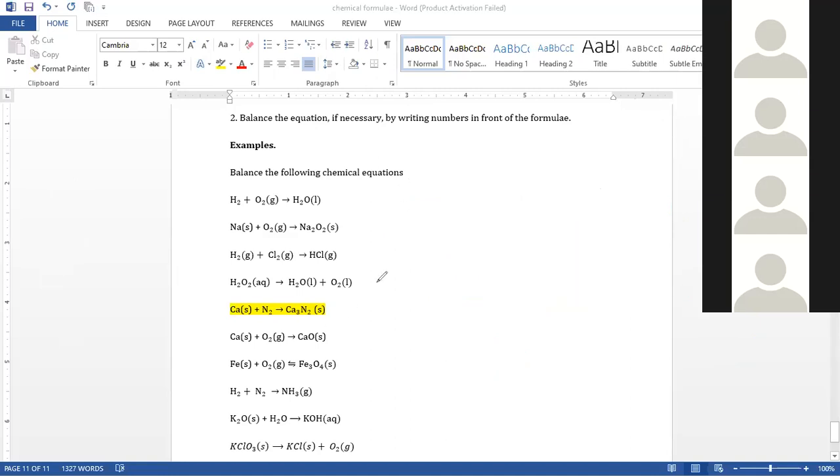So let's go to the next example. That is calcium plus oxygen forming calcium oxide. Okay, let's start. Calcium plus oxygen forming calcium oxide.